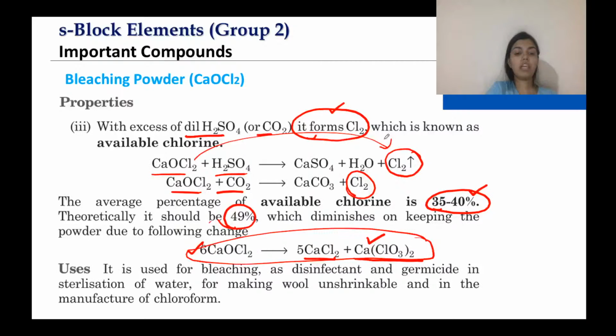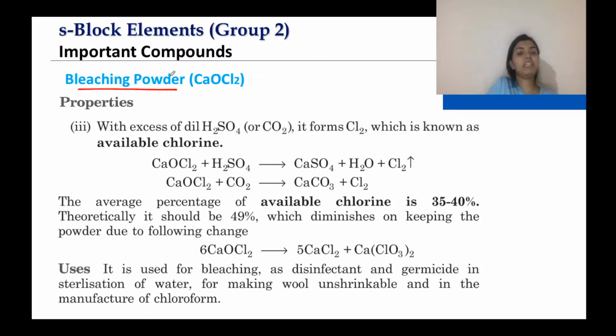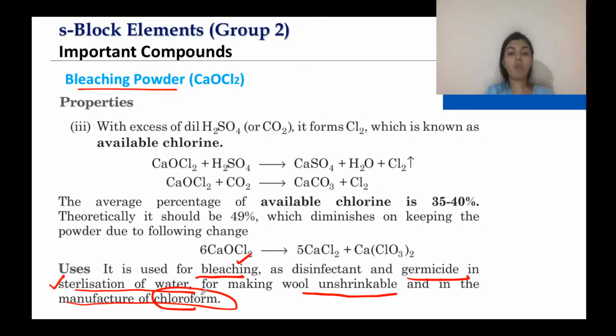Okay. Now what are the uses? Because the name is bleaching powder, it will be used for bleaching. It is also used as a germicide in sterilization of water. Germicide is basically something used to kill germs. It is used for making wool unshrinkable, and it is also used in the manufacture of chloroform. What is the molecular formula of chloroform? That is CHCl3. This is known as chloroform. If you write it as CHI3, that will be known as iodoform. If you write CHBr3, it will be known as bromoform, and so on.